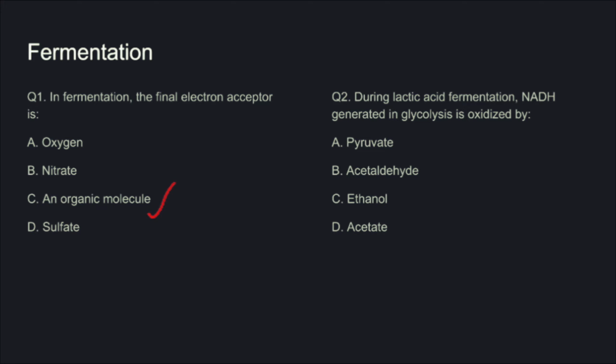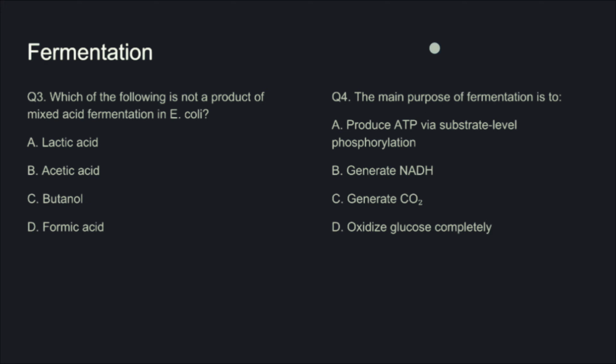Question number 2. During lactic acid fermentation, NADH generated in glycolysis is oxidized by, options are A pyruvate, B acetaldehyde, C ethanol, and D acetate. So the correct answer for this question is option A pyruvate. So pyruvate is reduced to lactate that regenerates NAD plus for glycolysis.